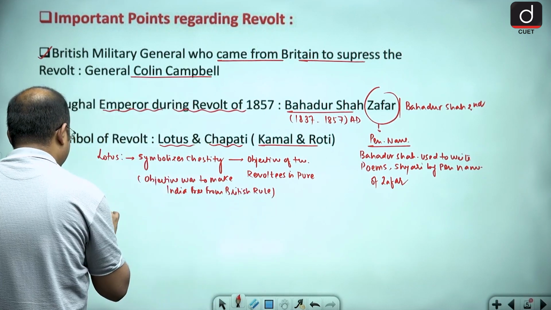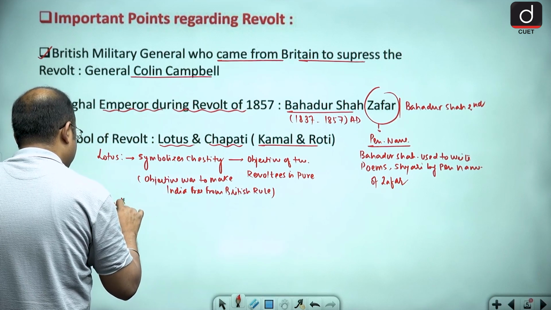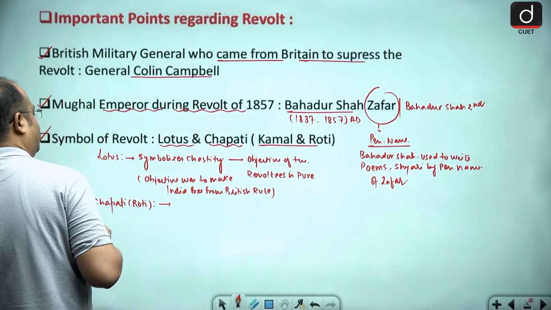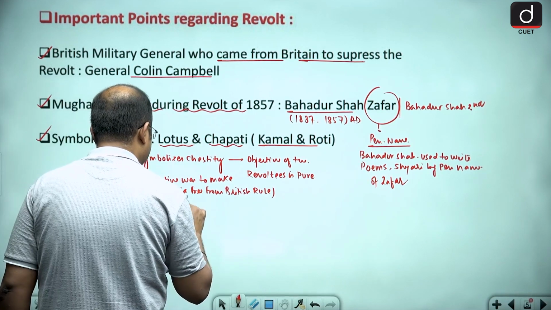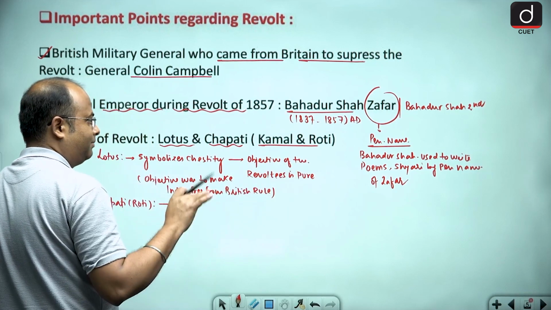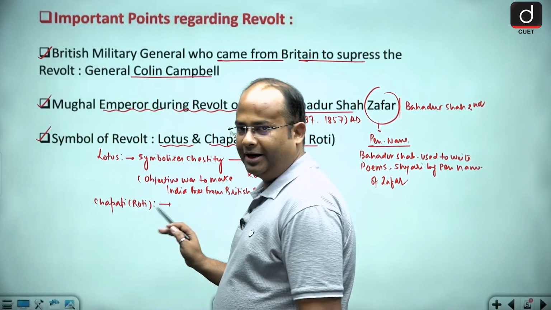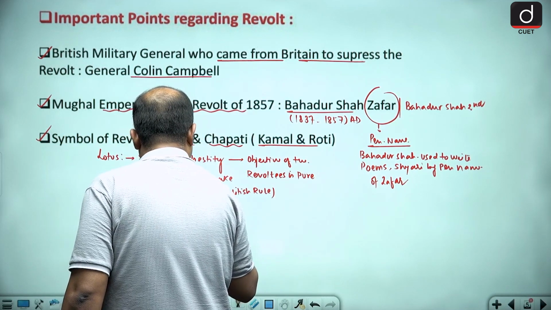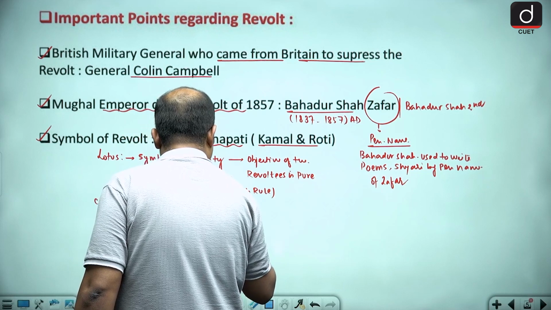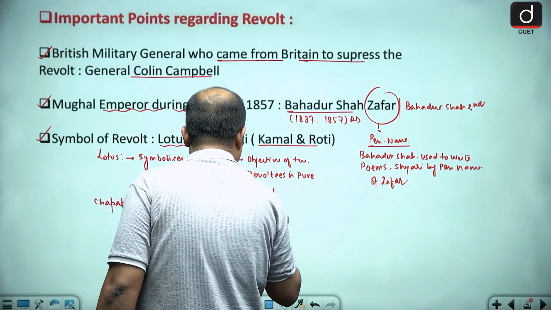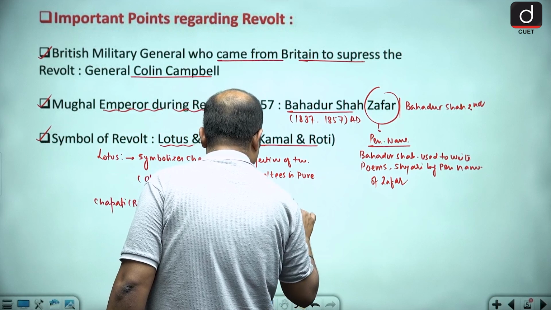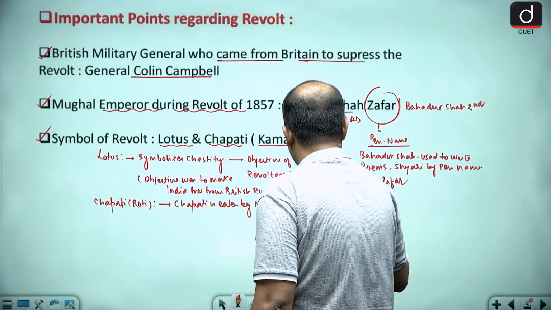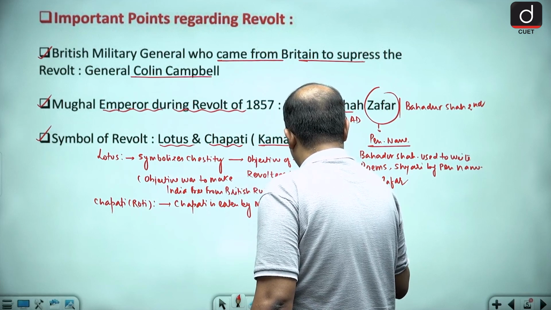And chapati. Chapati, guys, is also known as roti. And why chapati? Because chapati is a food item which is eaten by maximum people, whether they are rich or poor.